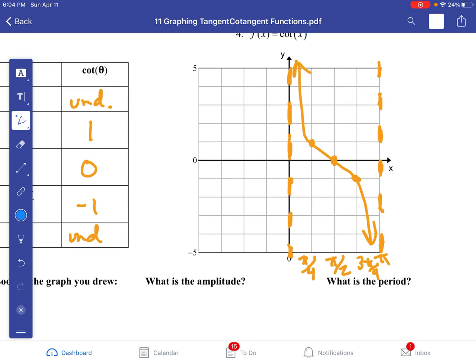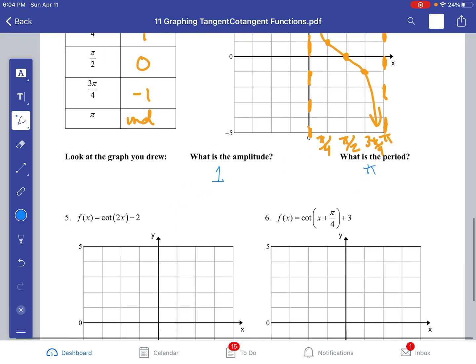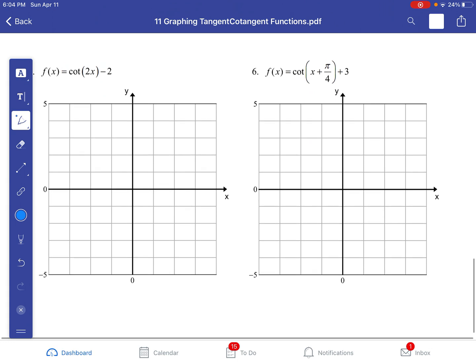What's the amplitude of this graph? The same one as before. For the tangent, it is 1. Okay, what is the period? It is still pi. So the cotangent and tangent both have a period of pi and a default amplitude of 1. All right, so let's look at these. Again, we start with the same steps. Find the period and the intervals.